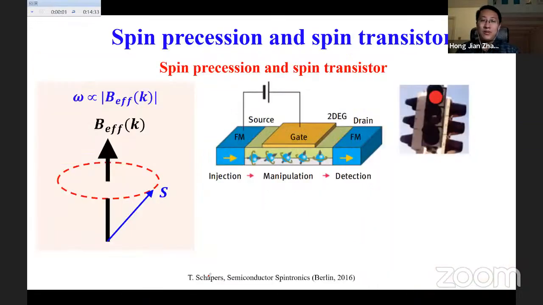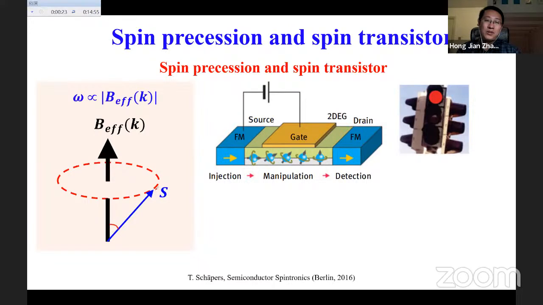So this is very useful. In general, your magnetic field is pointing along this direction, while your spin may not be perpendicular to it, but have a finite angle here. And in that case, your spin will precess around the magnetic field, over this plane.